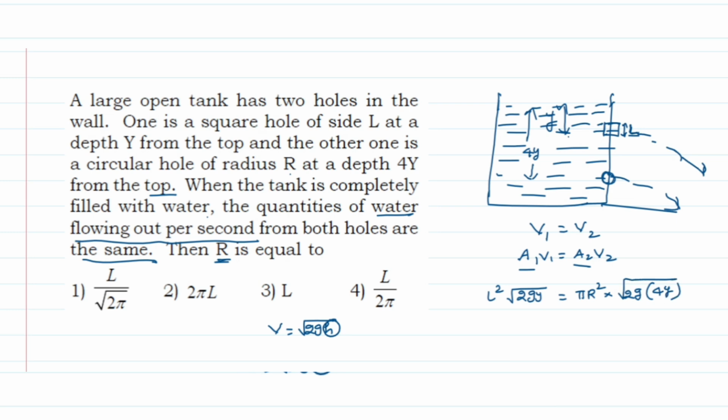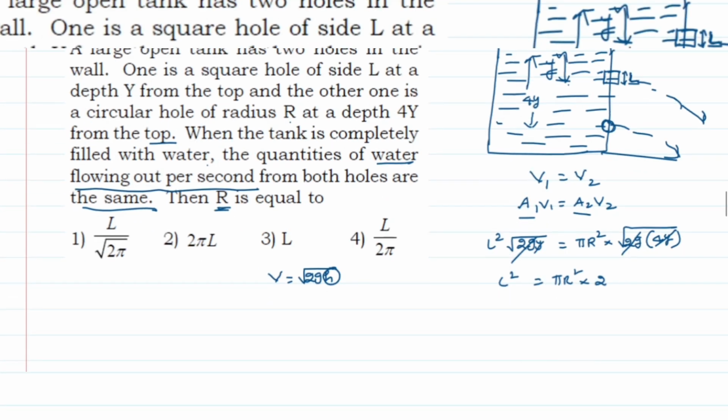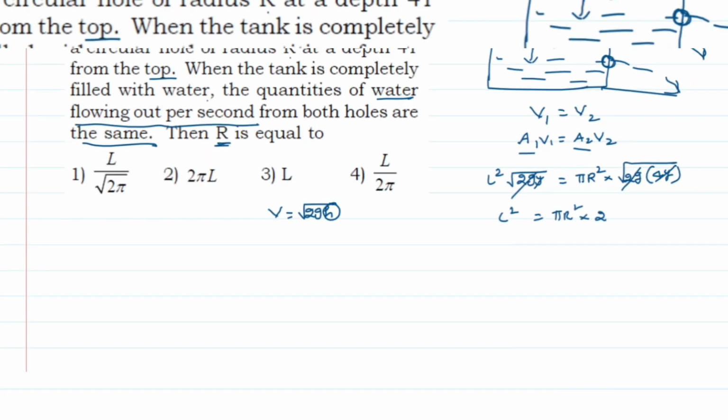Now you can simplify this. Here 2g on this side and 2g on that side get cancelled. Root 2g cancels, and y also cancels. L square equals pi r square into square root of 4, which is 2. That means r square equals L square by 2 pi.